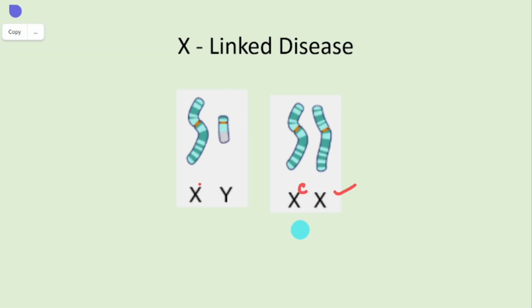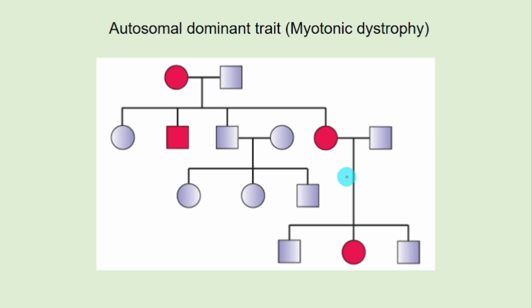But in case of a male, if this gene is lost, the allele is affected, then there is nothing to compensate for the function. So with one single X chromosome, this male will be affected. For a female to be affected, you will have to have the affected allele on both X chromosomes. Then only she will show the disease. So now we have understood everything about how to read a pedigree chart.